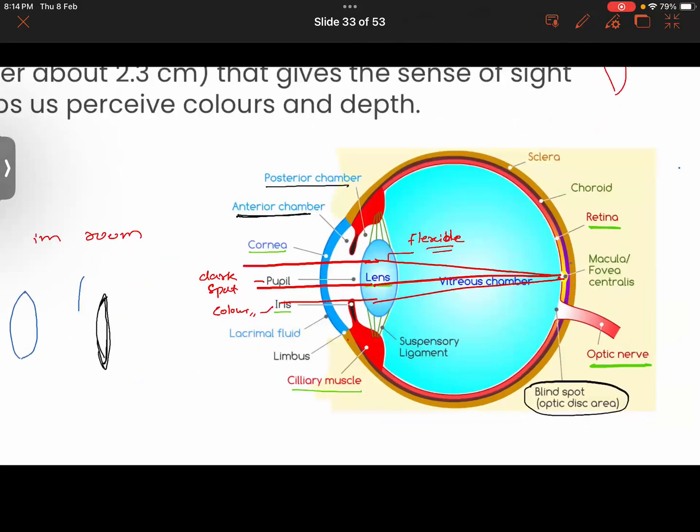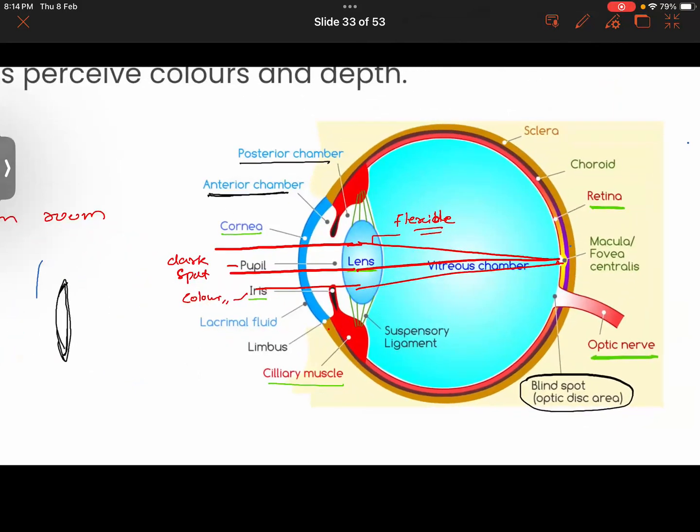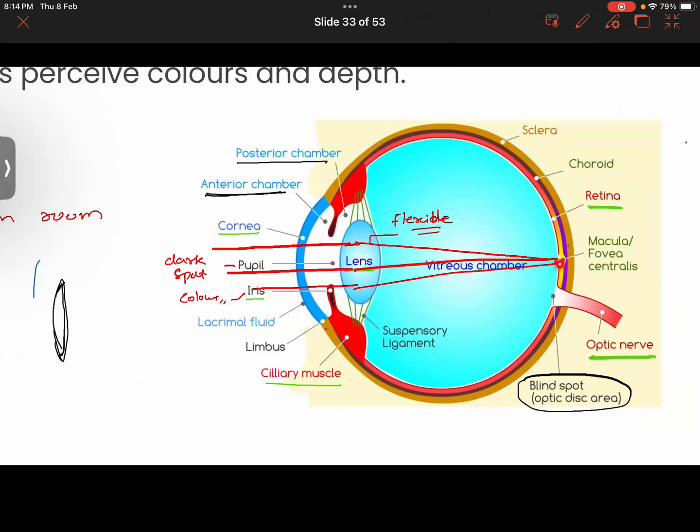So here an inverted image is first formed. एक inverted image form होता है, यानी कि upside down. And in the form of signals, it is sent to the brain via the optic nerves. And the brain will be interpreting it as an upright image.